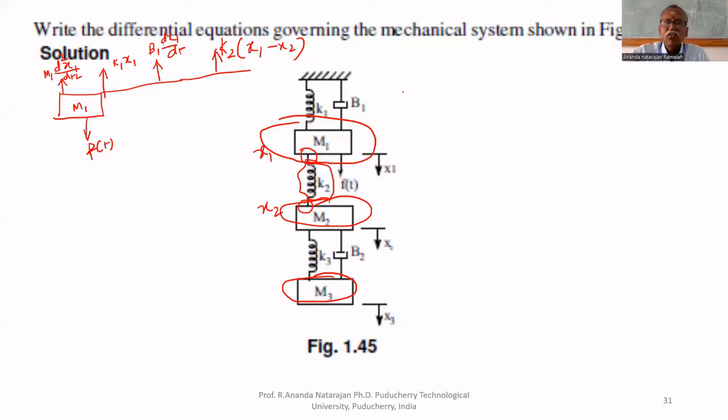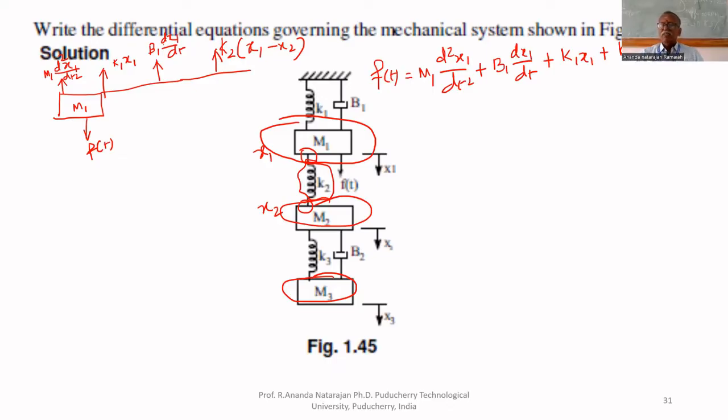Therefore, the first mathematical equation for the mass M1 is F of t, the applied force, equal to M1 d square x1 by dt square plus B1 dx1 by dt plus K1 x1 plus K2 times x1 minus x2. The first equation is over.